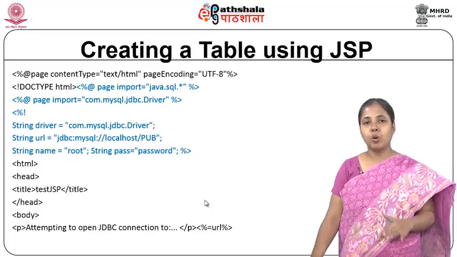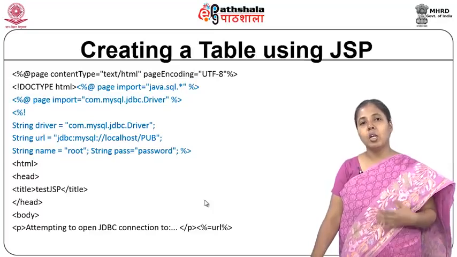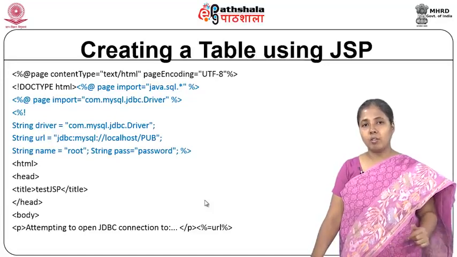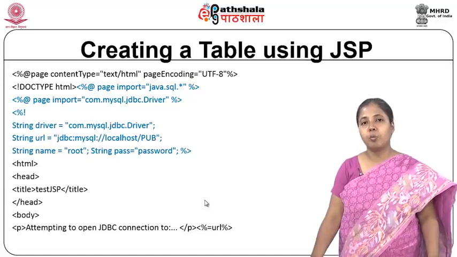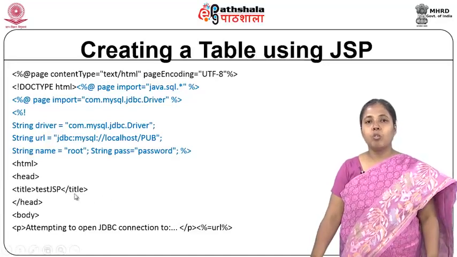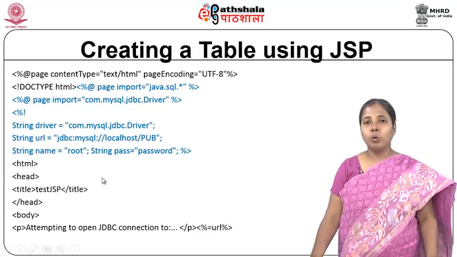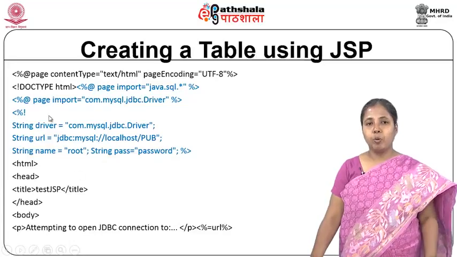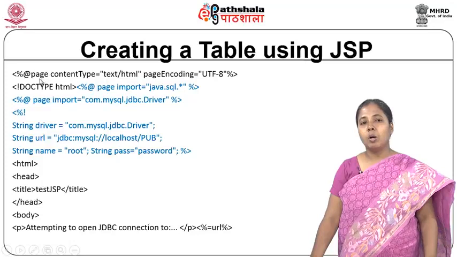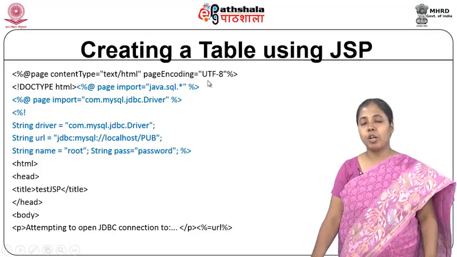So, you can make use of anything with the JSP. Through JSP you can connect to the database and you can actually create a table and put it in your database, or you can access any of the data records from any of the tables created in the database. Okay. So, now starting how you need to write your JSP program. Here the JSP program starts with page contentType equal to text/html and the page encoding is given as UTF-8.